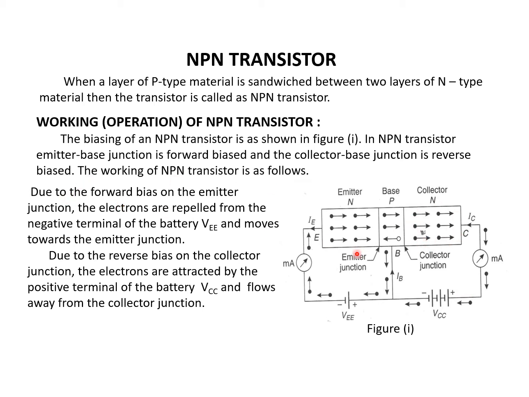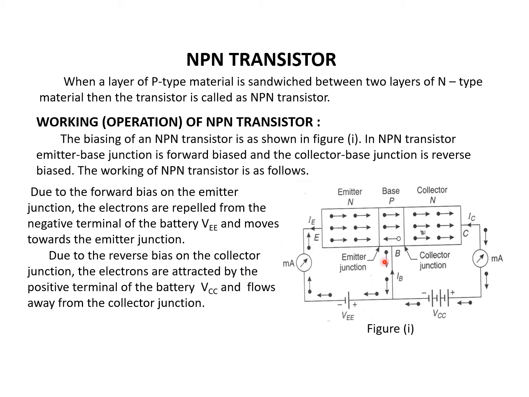Now coming to the emitter diode. Due to the forward bias on the emitter junction, the electrons are repelled from the negative terminal of the battery and move towards the emitter junction. So here you can see the negative is connected here. Due to this connection, in the N-type semiconductor, the majority charge carriers are electrons, minority charge carriers are holes. So these majority charge carriers, these electrons, are repelled by negative of the battery and move fast towards the base. That means towards the emitter junction.